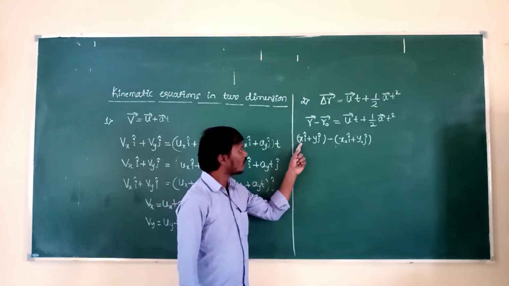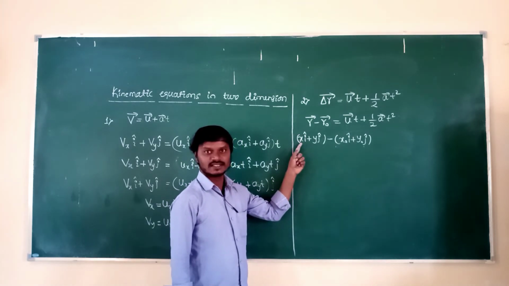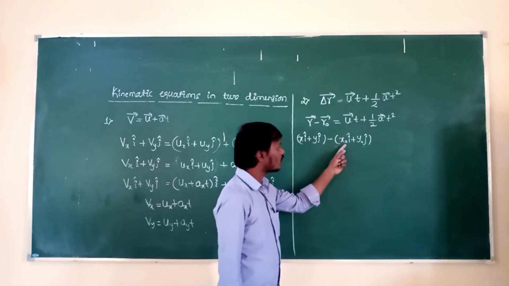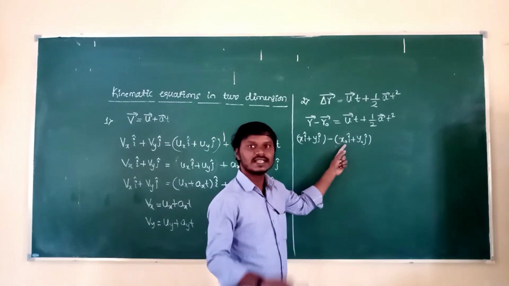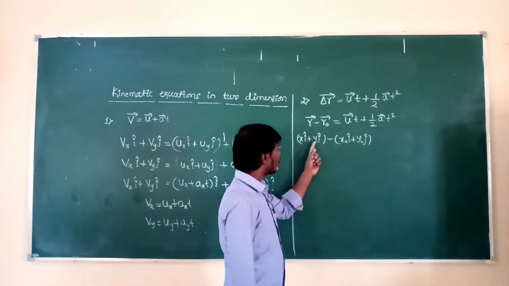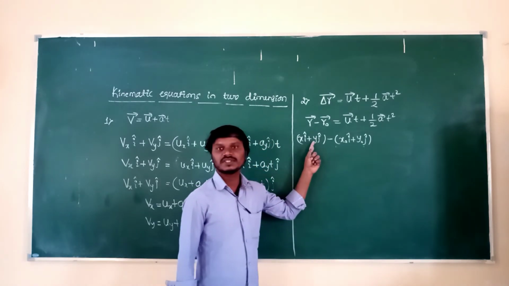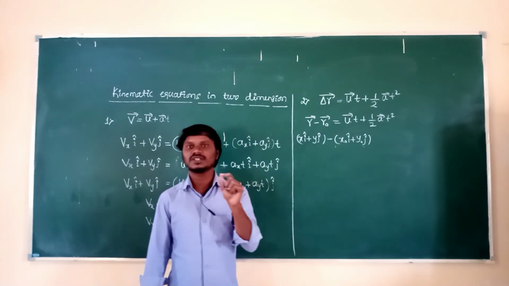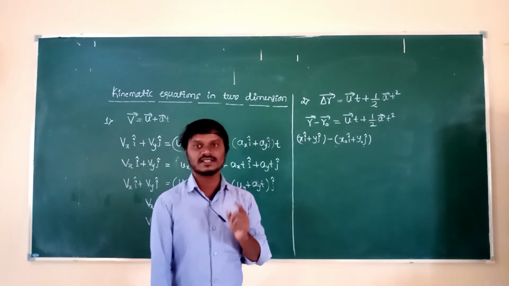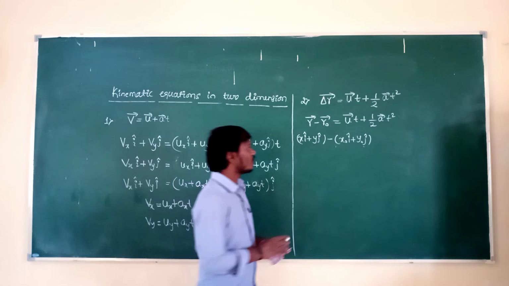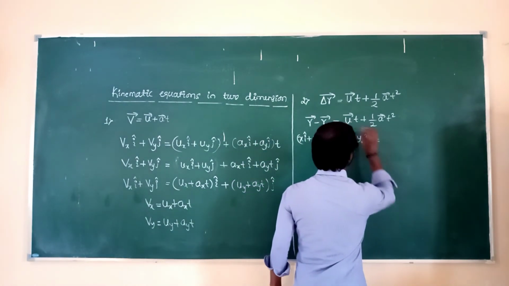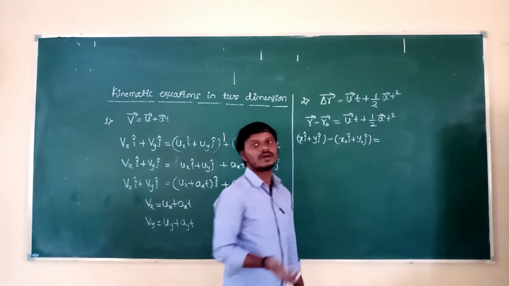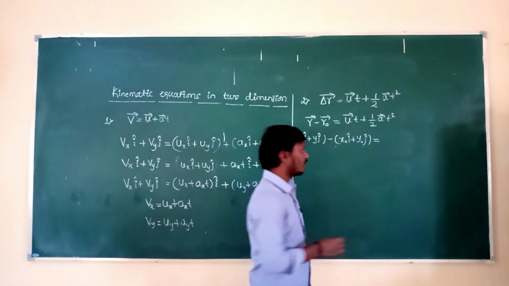Okay, x is the final position of the object along the x-axis and x naught is the initial position of the object along the x-axis. And what is y? Final position of the object along the y-axis. And what is y naught? Initial position of the object along the y-axis. Remember this. So that is equal to u, which can be resolved again into two components, x and y.